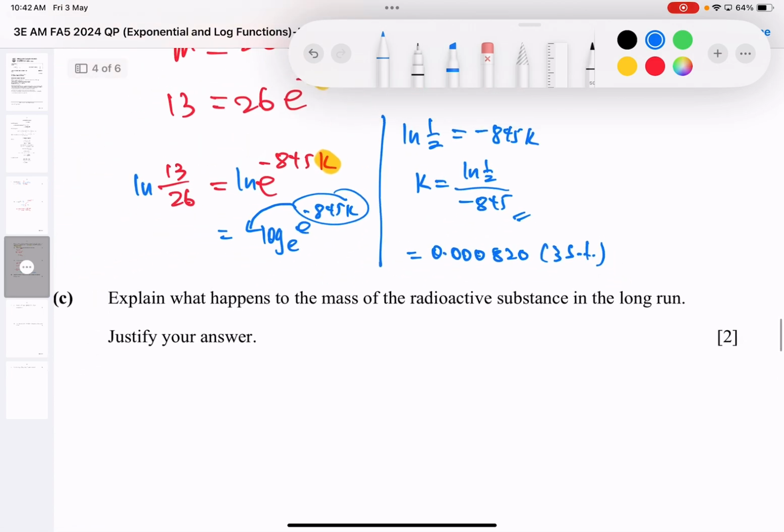Next one. What happens to the mass of the radioactive substance in the long run? That means after a very, very long time, what is going to happen to my mass? Okay, the answer is it approaches 0.